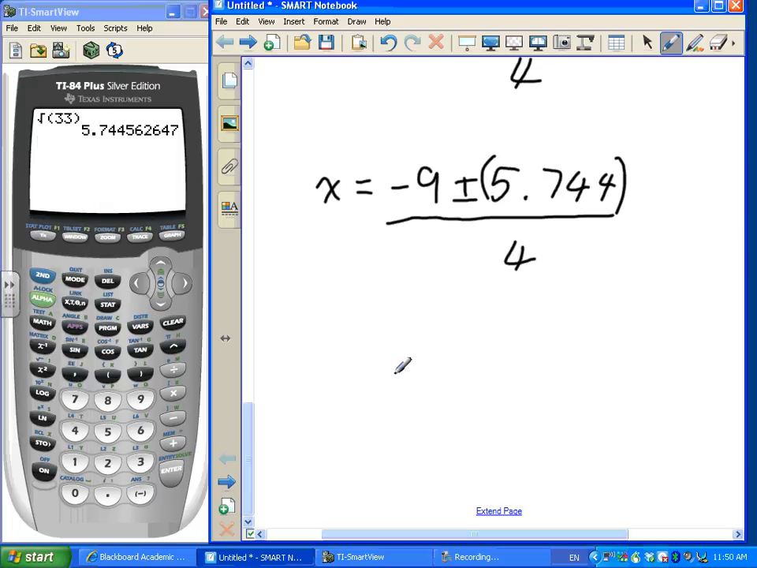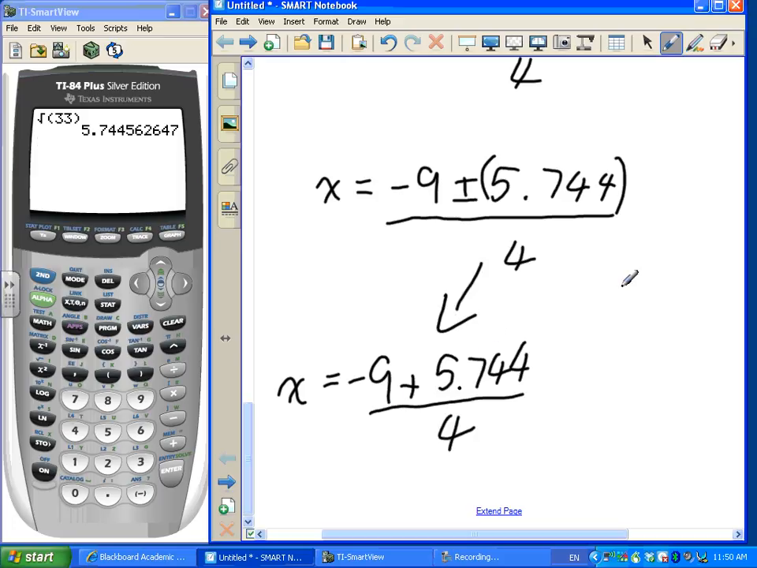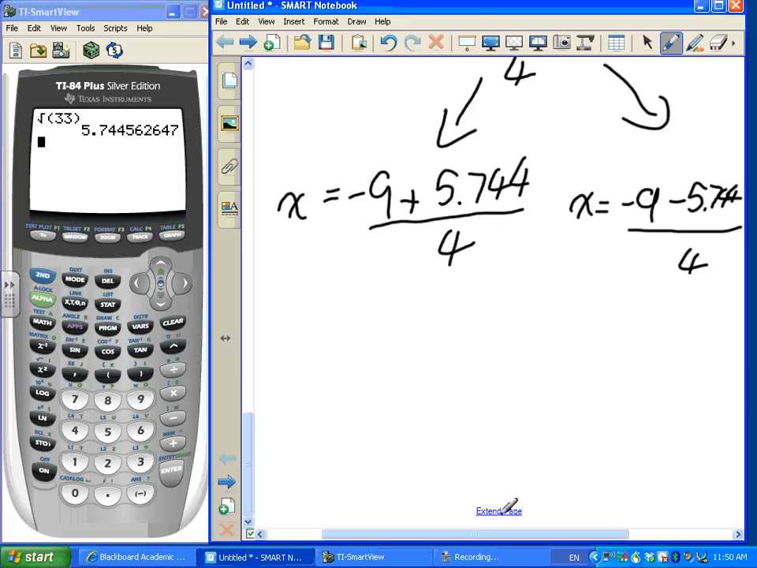So, like we said, most of the time we have 2, and in this case I have a plus or minus. So what I'm going to do now is split this into 2 equations, just like we did in our factored form, where we set the 2 equations equal to 0. This one, we now have x is equal to -9, and I take the plus 5.744, divided by 4. So that's one of the equations. The other equation is x equals -9 subtract 5.744, divided by 4. So I'm going to solve both of these now.